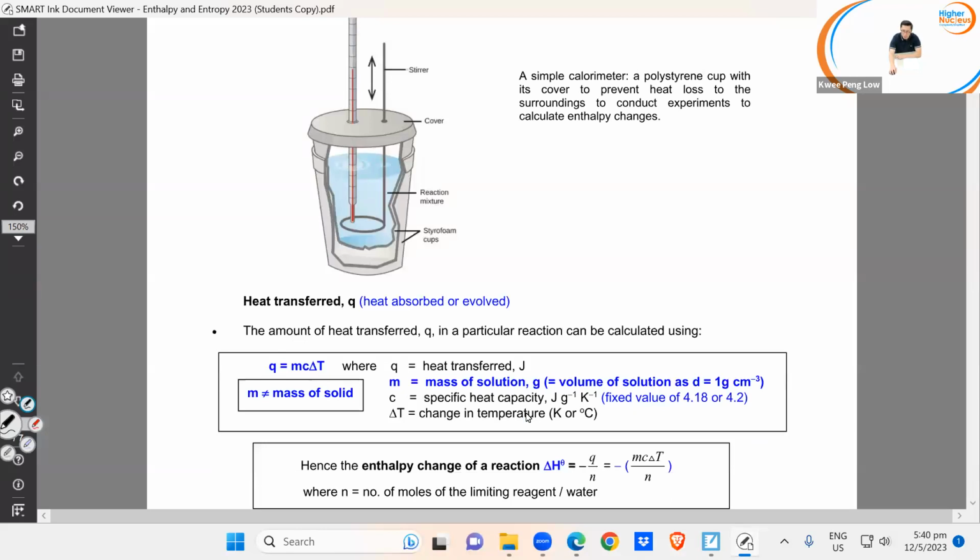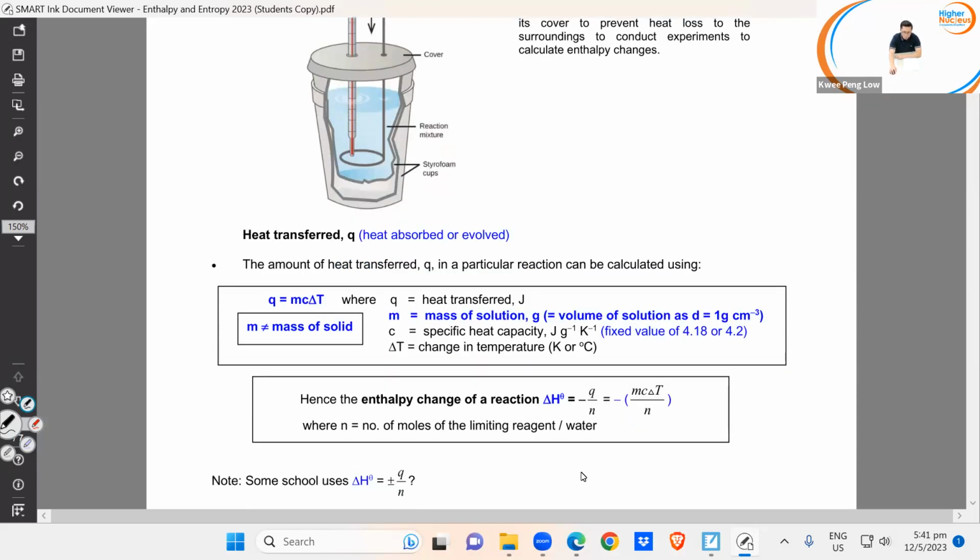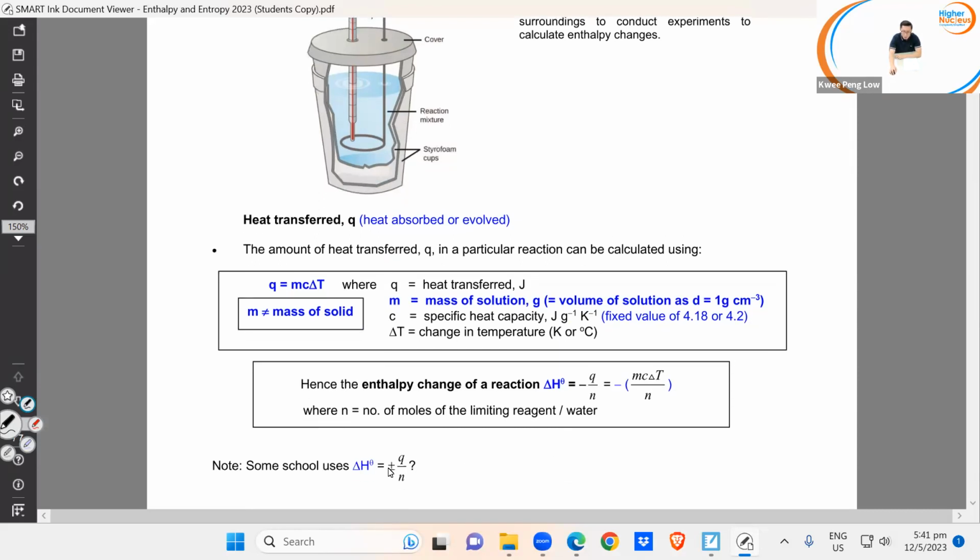Now the second formula: delta H equals minus Q over N, where your Q we just found is MC delta T, over your N. N here stands for the number of moles of limiting reagent. It can also stand for the number of moles of water if you're talking about a neutralization reaction. Some schools use another alternative: delta H equals plus or minus Q over N. If your school does that, for an endothermic reaction, you have to use the plus. For an exothermic reaction, you have to use the minus. In my formula, I just use minus, because my delta T is always T final minus T initial.